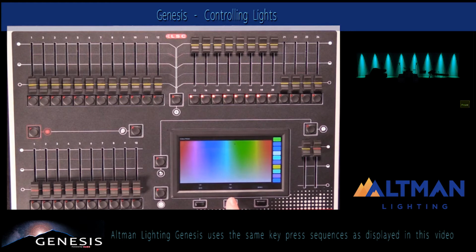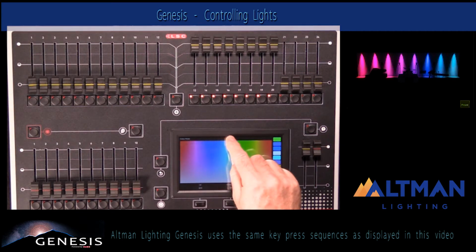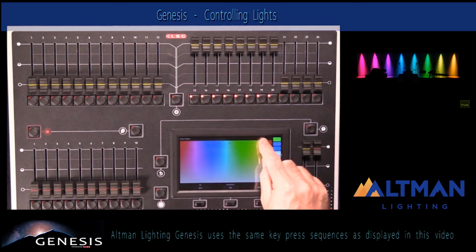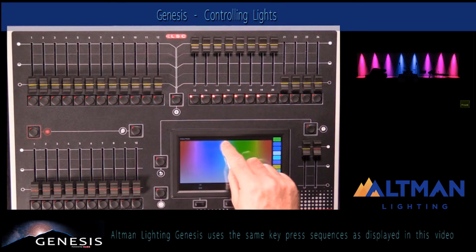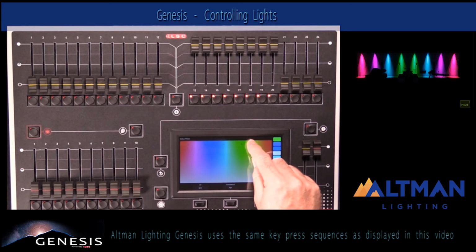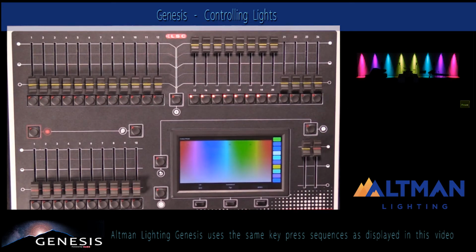We also have color fans, and the first fan is a directional fan, where the lights now start on one color and go through to a different color in a rainbow. Or I can select a symmetrical fan, where the color starts in the middle and works its way out.